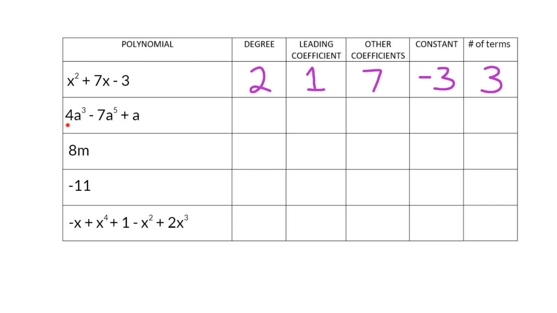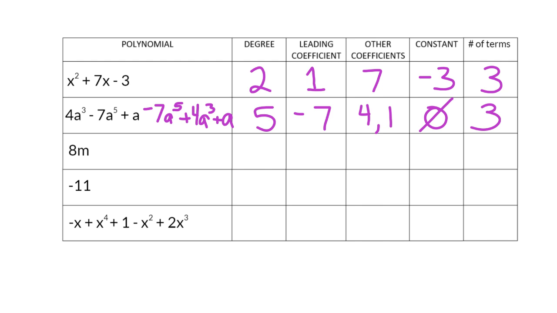So on this next one, remember, you want to rewrite it first. When you rewrite it, a to the 5th, that term is going to go first. Don't forget that negative has to go with it. So rewrite it and then answer those 5 answers.